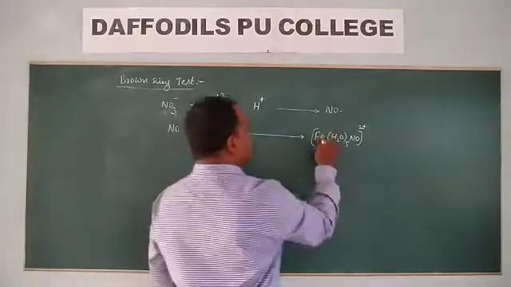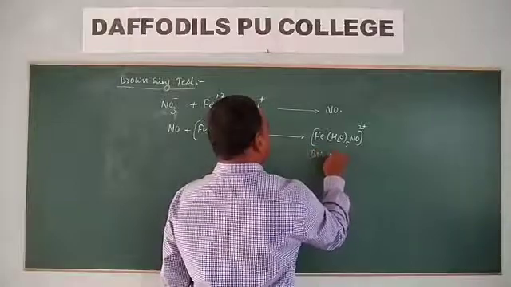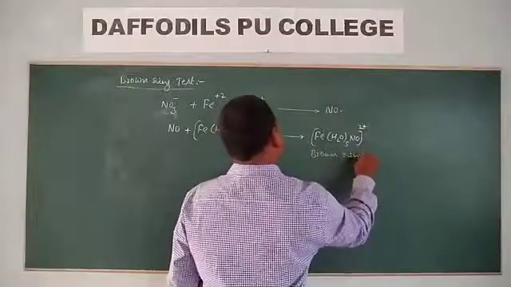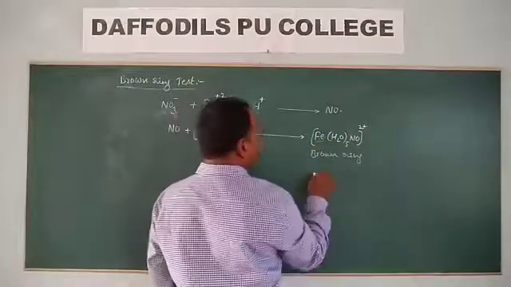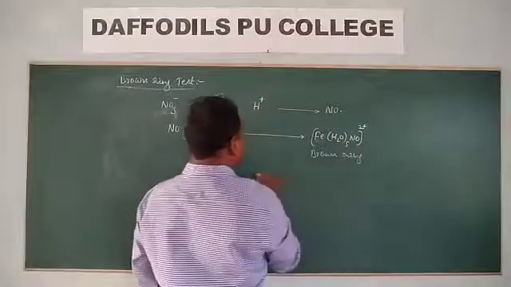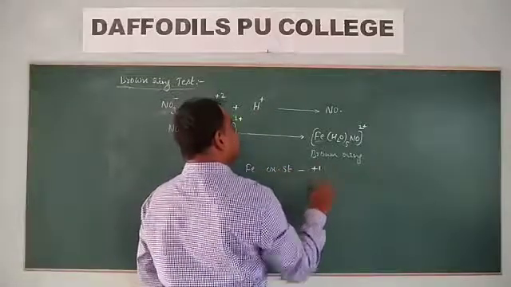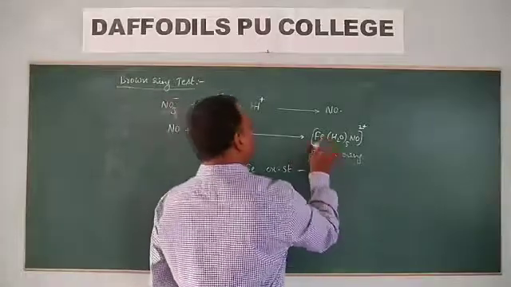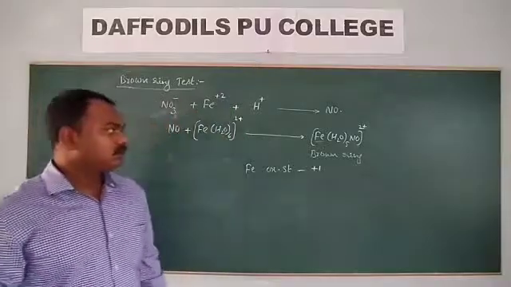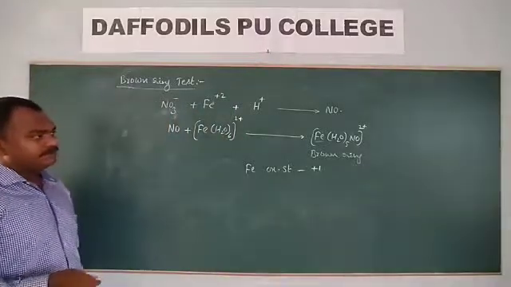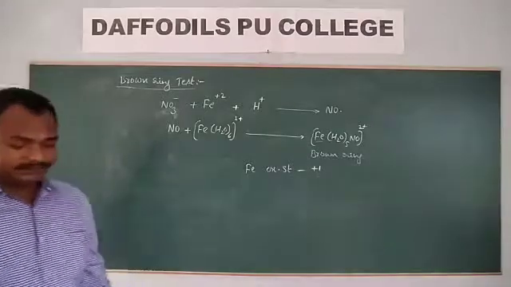What is this called? This is the brown ring precipitate. This is the brown ring. The oxidation state of iron in this brown ring compound is +1. So this is about the brown ring test.